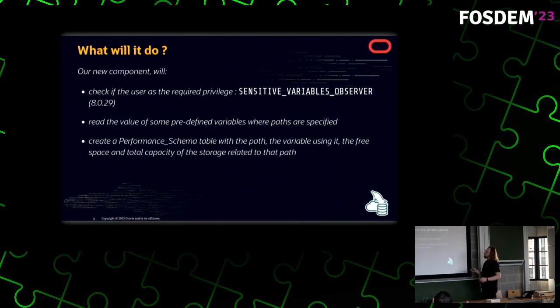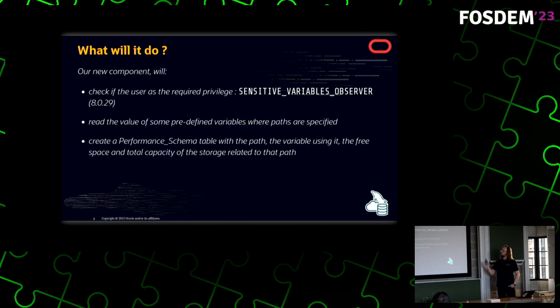So the first thing is that to be able to use what we're going to build, I want to have a specific privilege, so not everybody will be able to use the extension. I decided to use the sensitive variables observer privilege that was added in 8.0.29. You can also, if you want, create a new privilege for what you are doing. I created a component in 13 blog posts covering a lot of things, and one of them was to create a privilege and use that privilege.